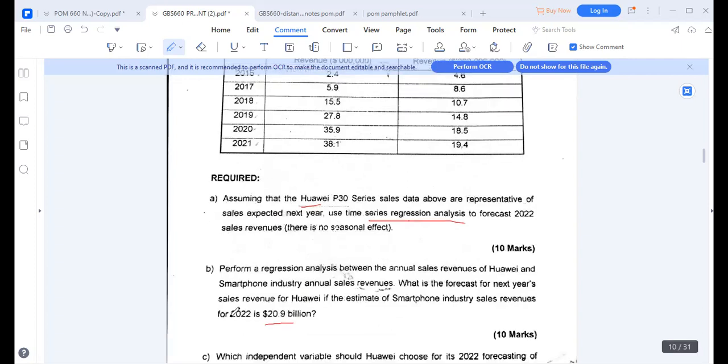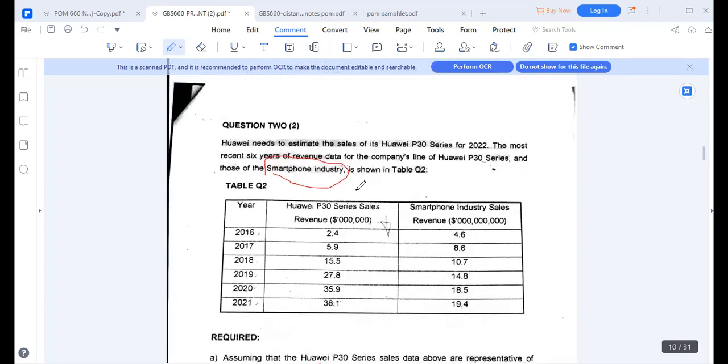The second one, perform another regression analysis between the annual sales revenue of the hardware and the smartphone industry. So they are between this one and this one. So this is for the second one. Meaning you are supposed to identify between these two which one will be X and which one will be Y.